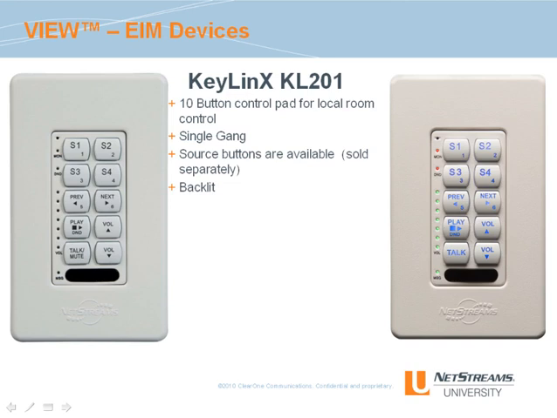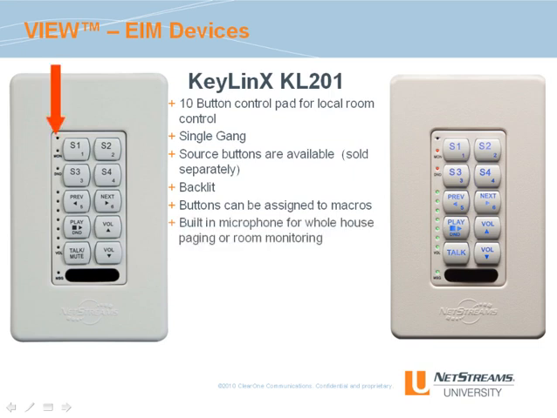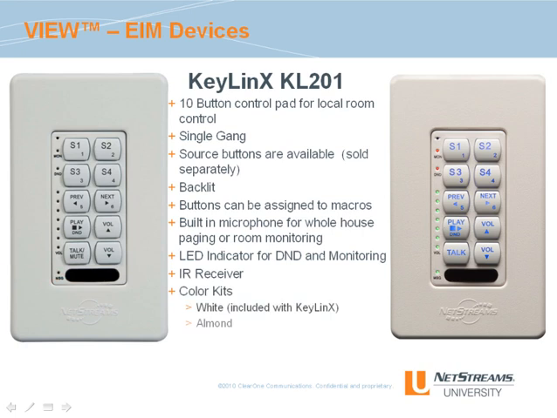All the buttons are backlit in blue. Buttons all function as labeled or can be configured to execute View macros. The KL201 also includes a built-in microphone for use with the IP intercom system. LED lights are used to indicate if a room is set to Do Not Disturb or if the room is being monitored. An IR receiver is available for passing along IR signals to the View system. The Keylynx comes in white, but you can purchase color kits in almond, ivory, black, and titanium.